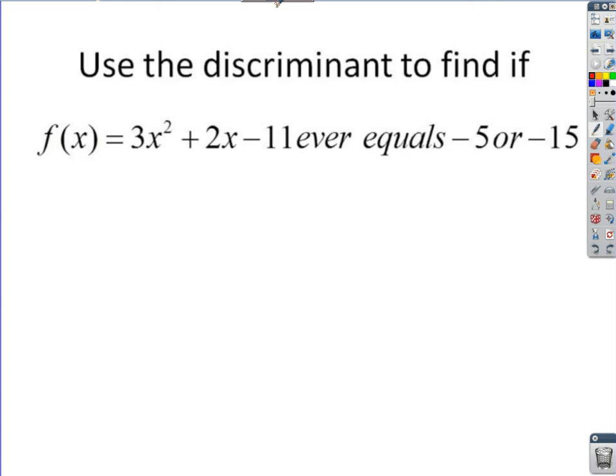Okay, so on this one, we're not actually asking you to find what x could be to equal these numbers. We're just trying to see, based on what we know about the discriminant, if it's possible we could get these solutions back. So we've got 2 values to consider here for the value of the function. f of x could equal negative 5, or f of x could equal negative 15.